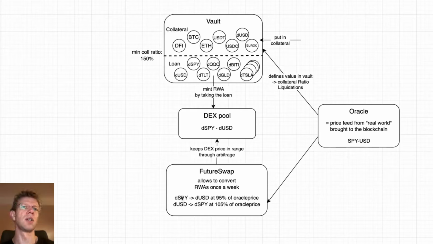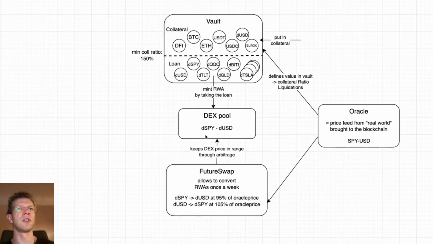So you convert it here at a 5% discount. The 5% difference is your profit, and you do that for as much DUSD as you have. Buy up the pool, SPY goes up in the pool, the discount is reduced, and people do that until it's at the 5% discount, within the 5% range.